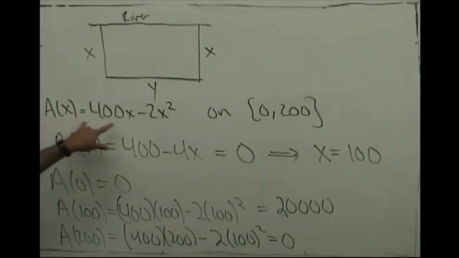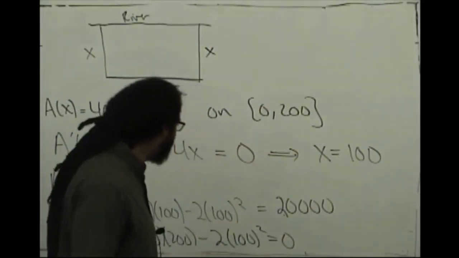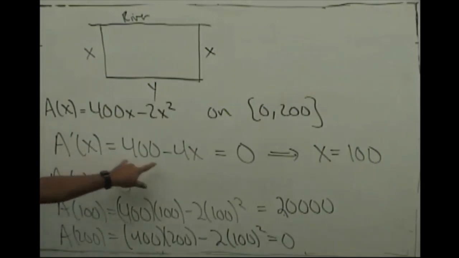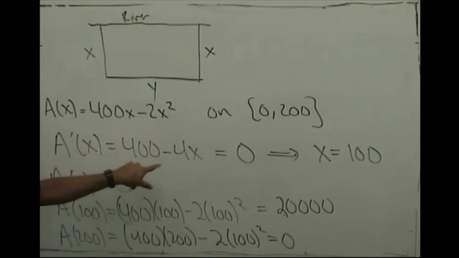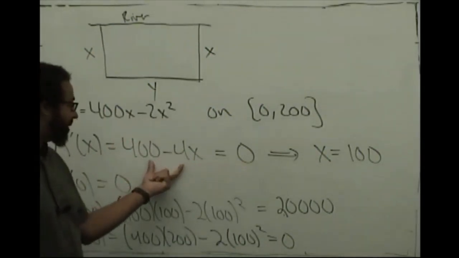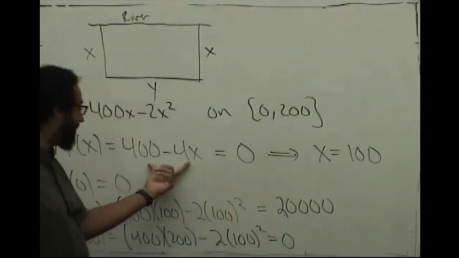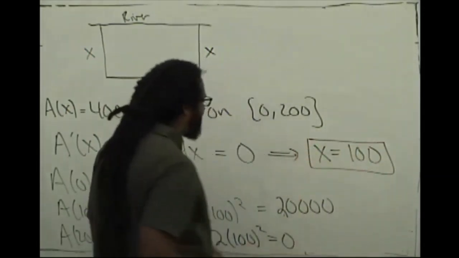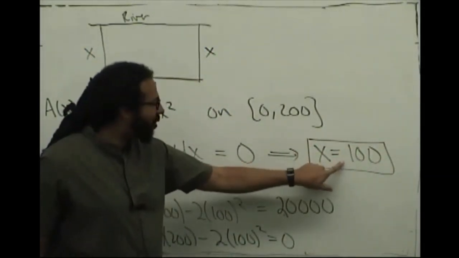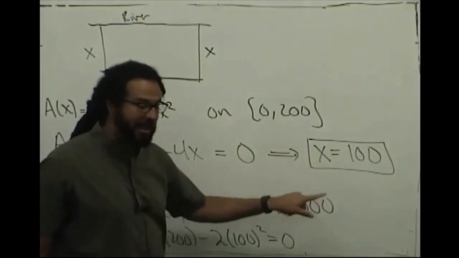So remember, our area function is 400x minus 2x squared. We're on the closed bounded interval from 0 to 200. The derivative is 400 minus 4x, just a regular old derivative of a polynomial. So when is that thing equal to 0? Well, just by inspection, or with a little algebra either way, you can see that x must be 100. So this is the x value, or the x dimension, if you like, that will give us the maximum area.